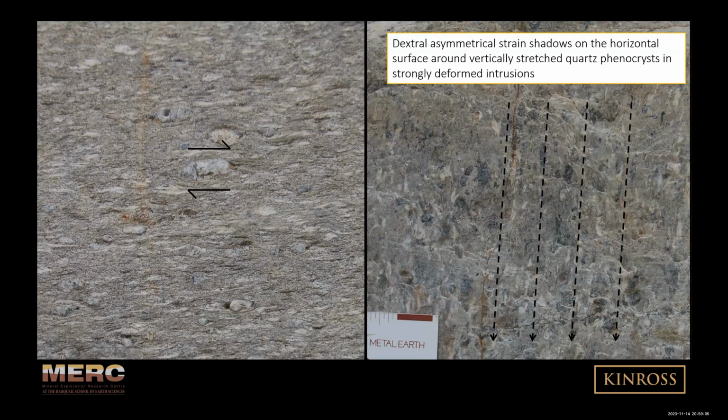Now, where we're seeing this dextral movement, I took this photo top down, and then next to it, we had a vertical surface, and we're able to see that we have vertical stretching of these phenocrysts, which are dextrally rotated here. We're seeing that same vertical extension, indicating that we have to have some degree of transpression.